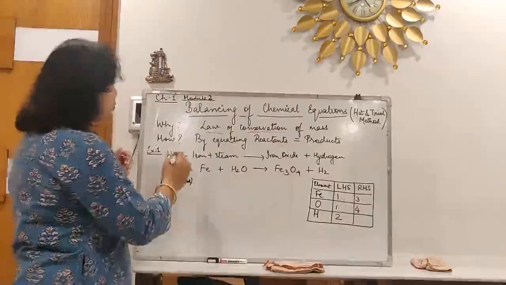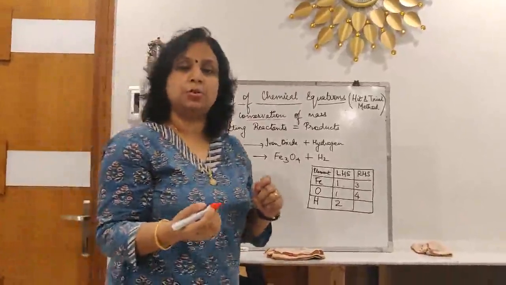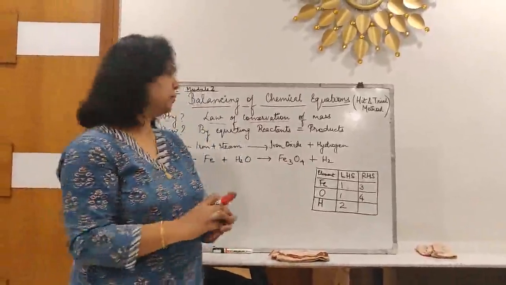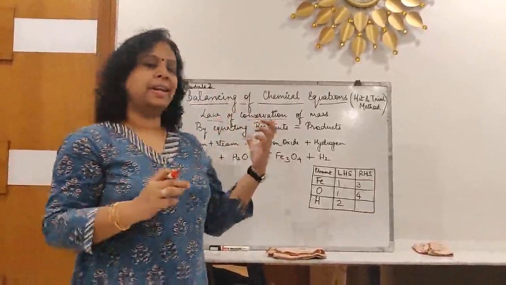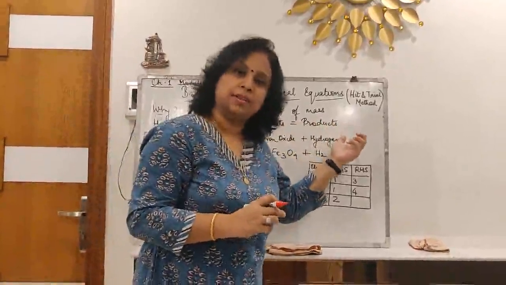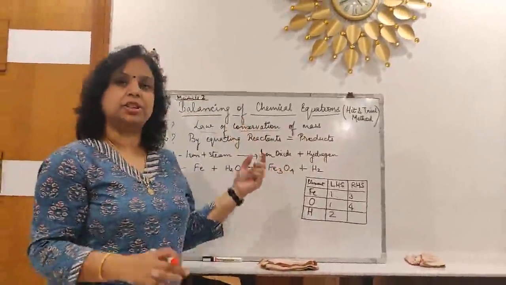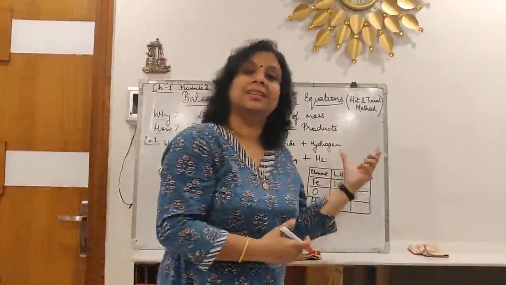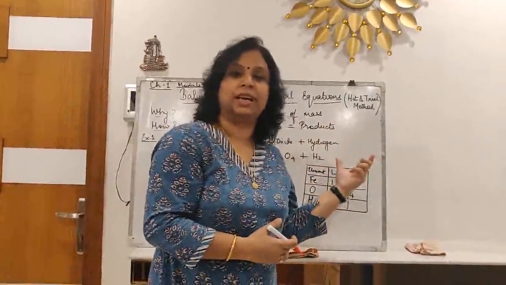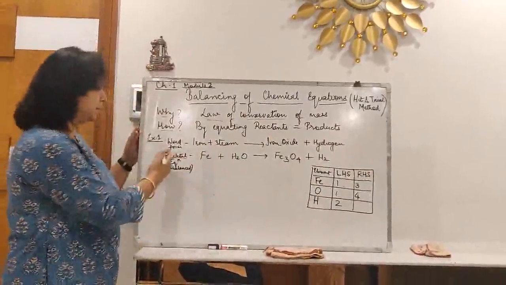So how do we do that? How do we balance a chemical equation? How do we get to know that it is balanced? By equating the reactants with the products. That means the left hand side of a chemical reaction should be equal to the right hand side of the chemical reaction. Okay. Let us take one example.